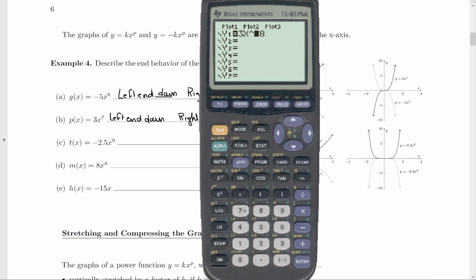3x raised to the 7th power. And I think I typed something in a little funky. Or it's just being really slow. Let's see if it'll let me get out of this.